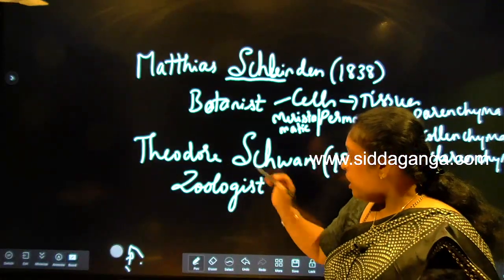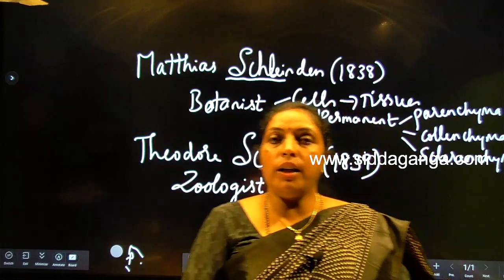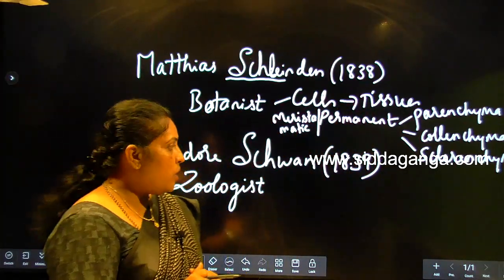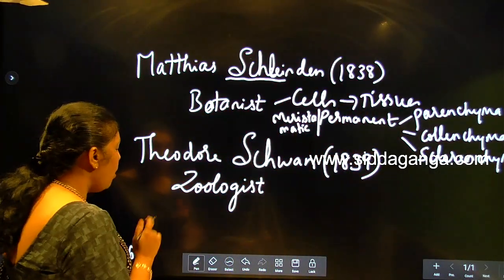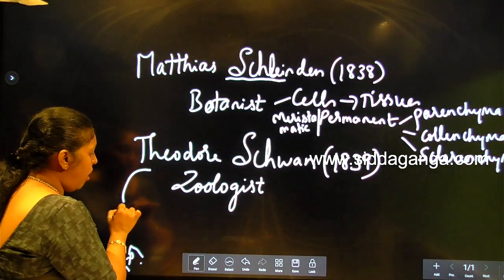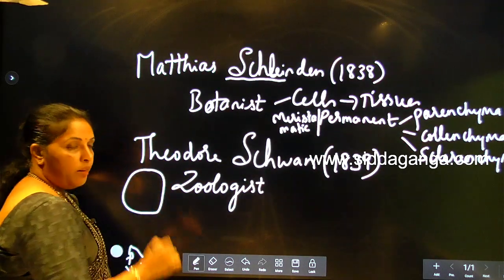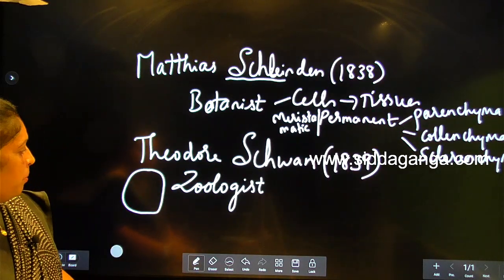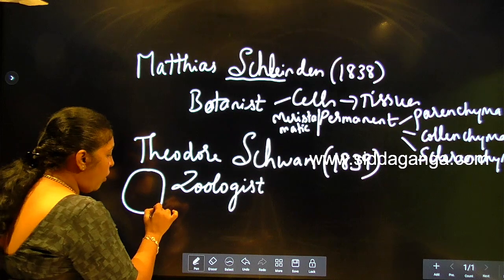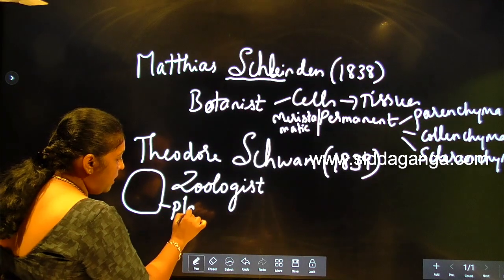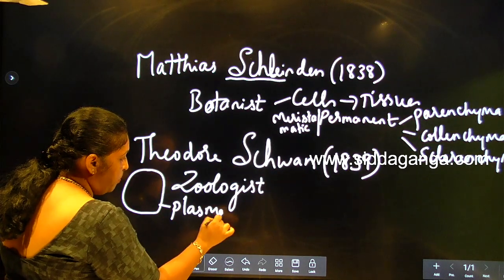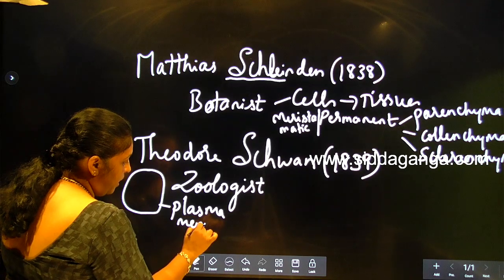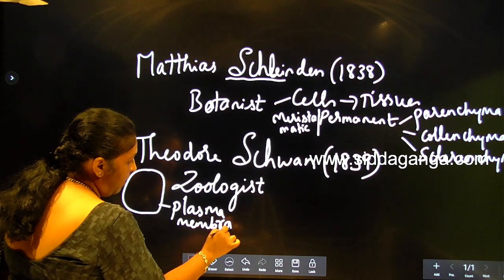Similarly, Theodor Schwann studied animal cells. When he studied animal cells, he taught that all animal cells have an outer limiting membrane. Now we are calling it the plasma membrane.